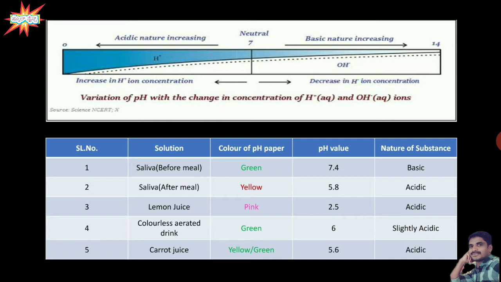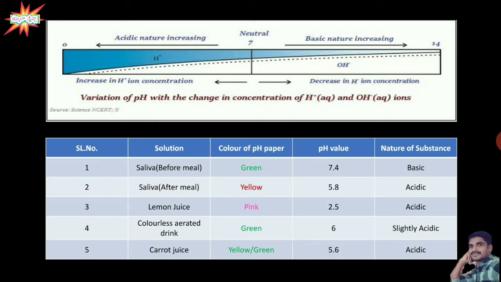Next, we can discuss what the solutions are, what their pH values are, and what their nature is. The table has serial number, solution, color of the pH paper, pH value, and nature of the substance. We know the pH paper. The pH paper indicates whether a substance is acidic or basic by changing color.